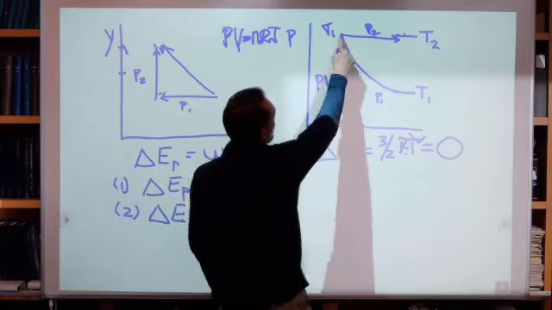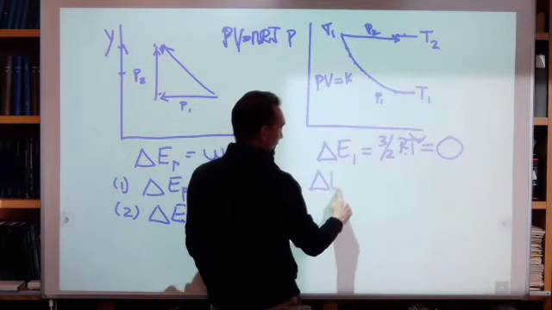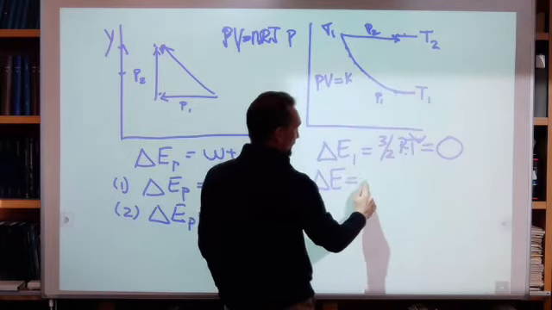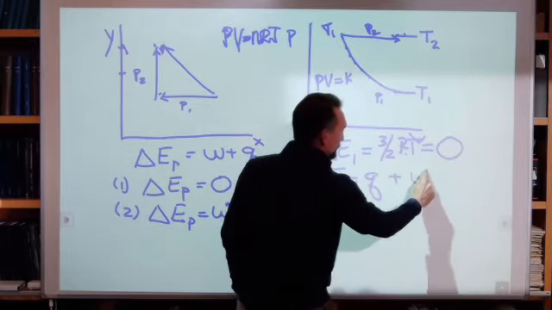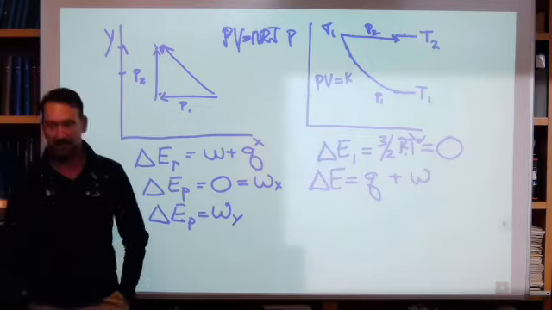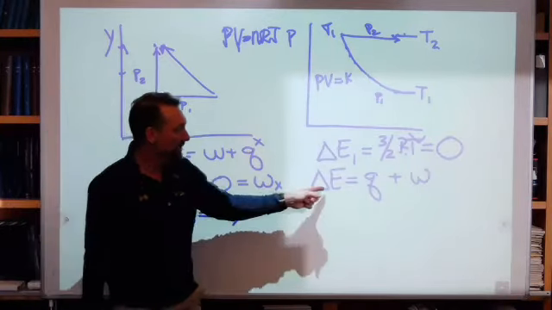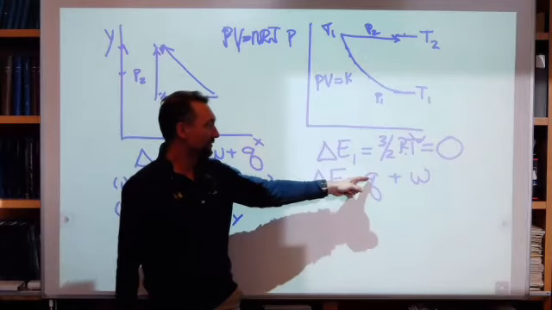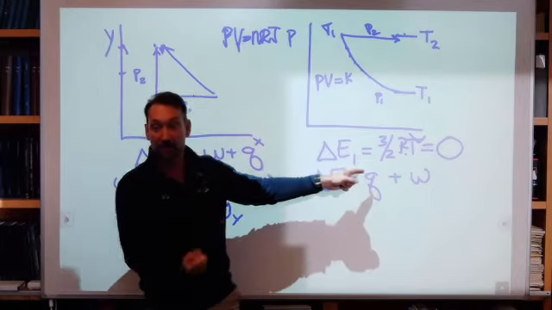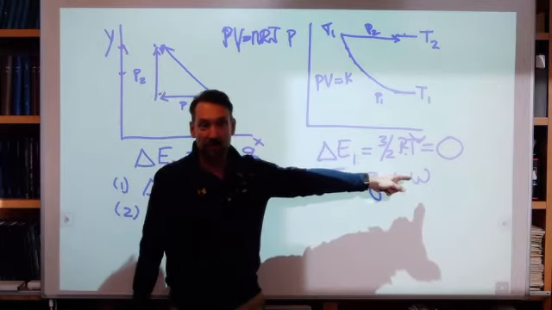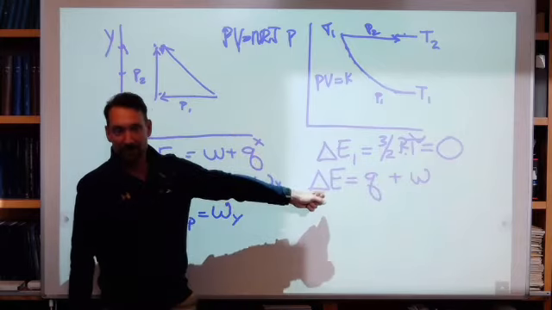So what about the other path now? I'm going to do path 2. So the change in energy along path 2, now I'll just say it's Q plus W, because that's what energy is. In order to change the energy of a system, you have to do some work or add some heat. You can add or subtract heat. You can take heat out or put it in. You can do work or have work done on the system. Those are the two things that change the energy.